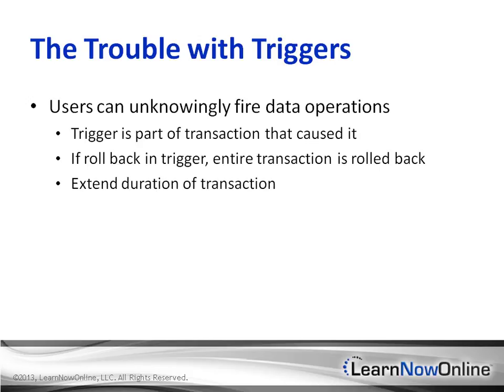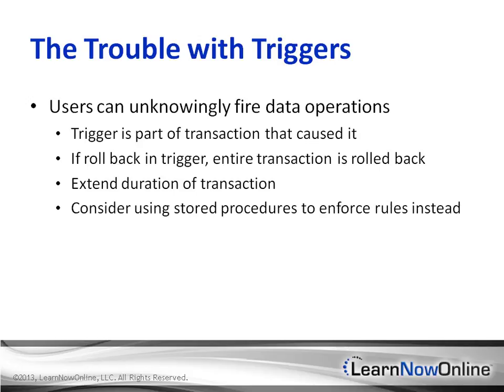A related problem is that because triggers extend a transaction, there's additional code that is executing within the context of that transaction. They extend the duration of the transaction as well, especially when the transaction accesses other tables. This kind of performance penalty can lower multi-user concurrency to unacceptable levels because it prolongs the time that locks are held.